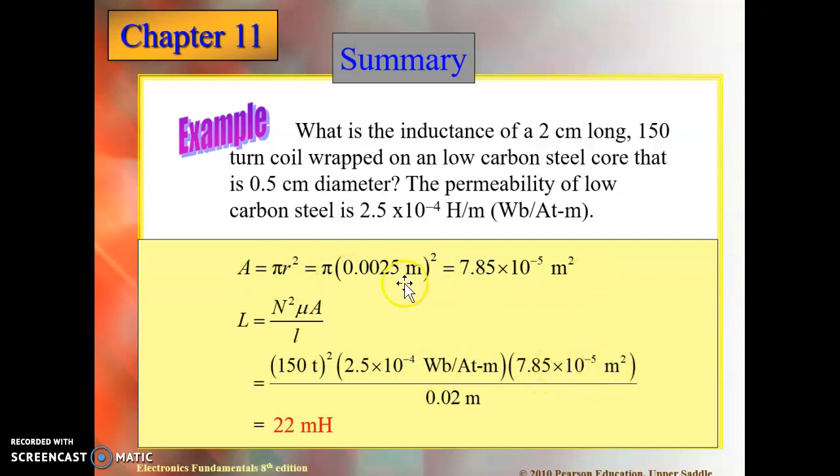The cross-sectional area we find using the circle, and then we divide by the length. And so we get that if we have this configuration, we get 22 millihenries.